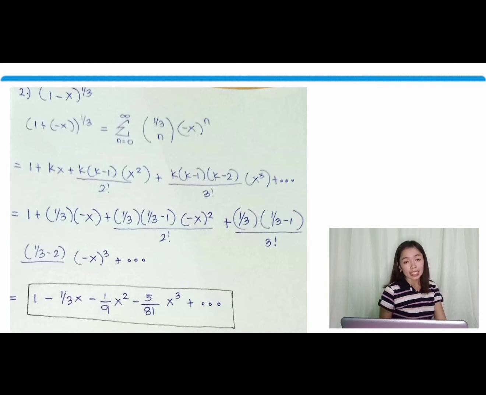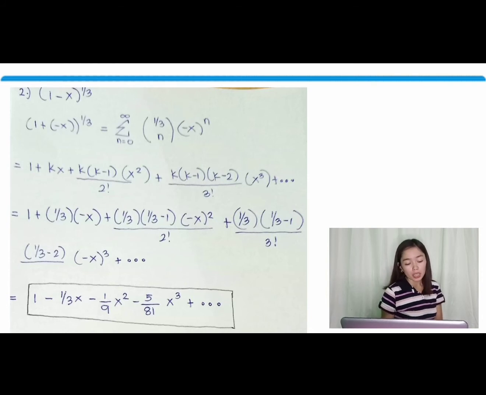Now plug it into the general form. We have (1 + (-x))^(1/3), which is the summation of (-x)^n as n goes from 0 to infinity, and in the index k choose n, we have to replace k with 1/3.